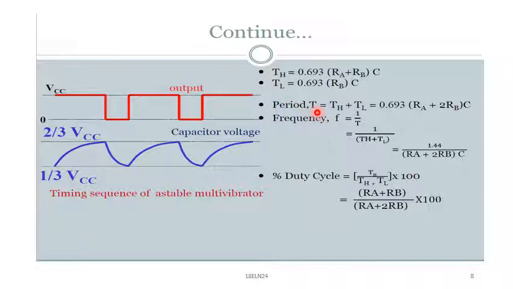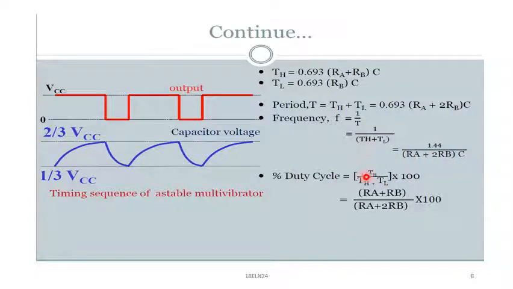And the period T is given by TH plus TL. So if I add this, I'll get the equation as 0.693 into RA plus 2 into RB into C. So adding these two terms, TH and TL. I know that frequency will be given by 1 over period. So that will be given by 1 by TH plus TL. And if I invert this, I'll get 1.44 divided by RA plus 2RB into C.